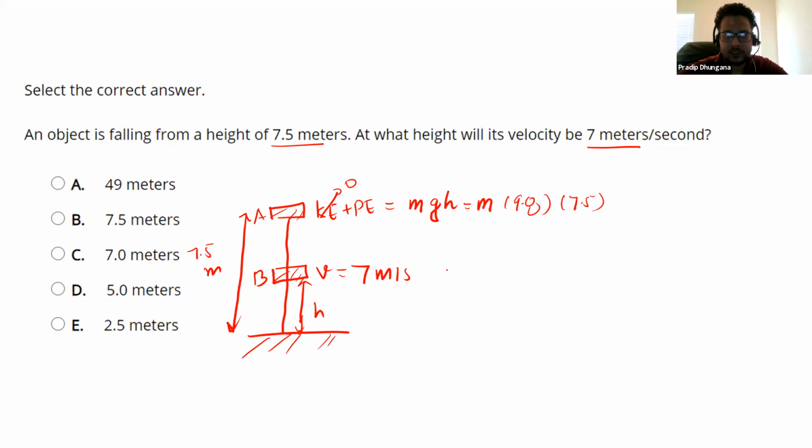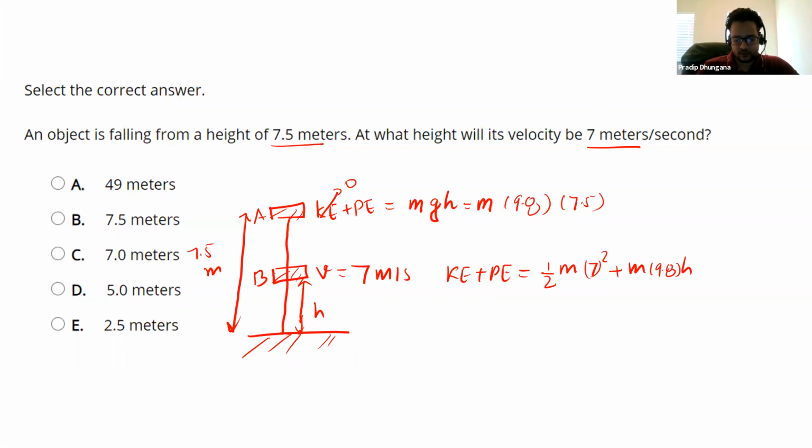Now at point B, again calculate kinetic energy plus potential energy. Kinetic energy is 1/2 mass times velocity squared, which is 7 squared, plus mass times acceleration of gravity 9.8 times height, which we have to calculate. And they are equal to each other because total mechanical energy of the system is conserved. Let's write everything now so you can calculate that value. Let me calculate real quick.